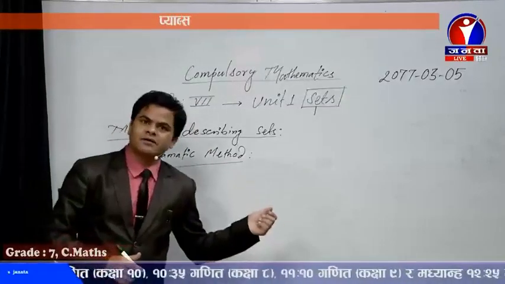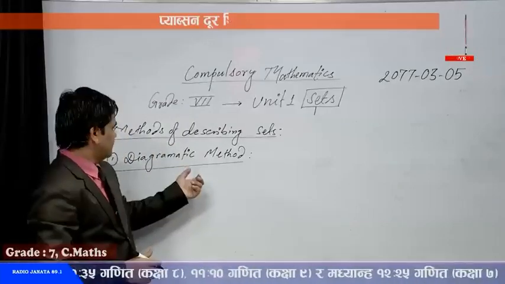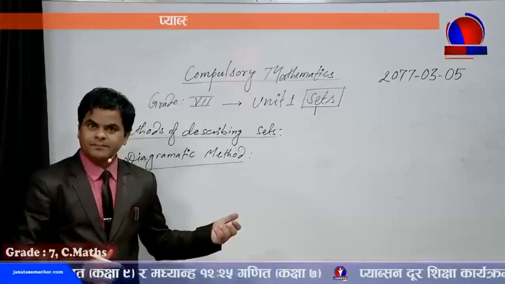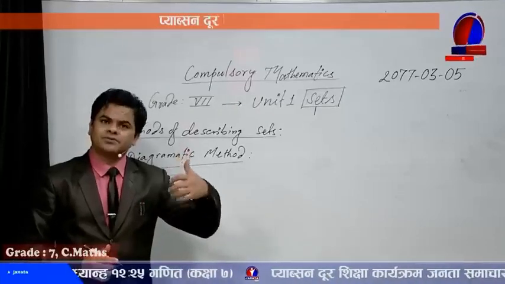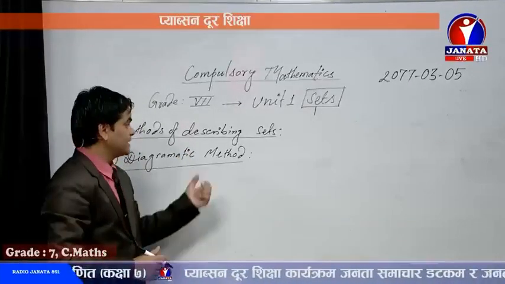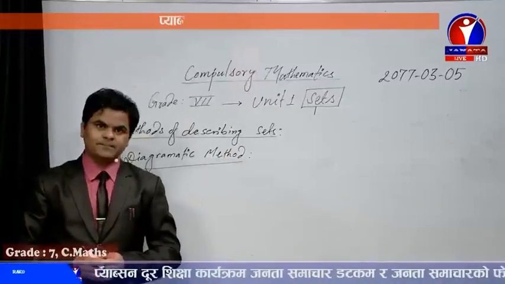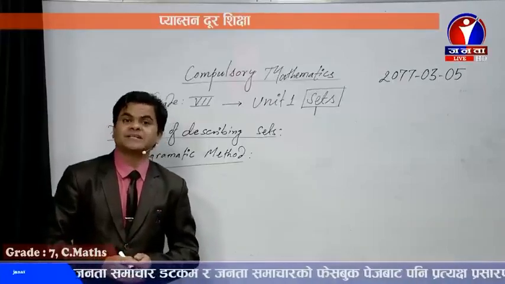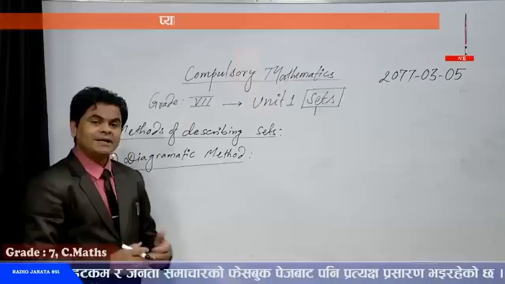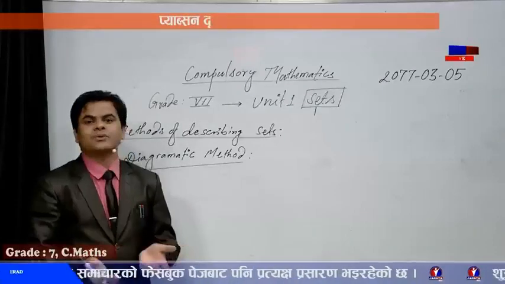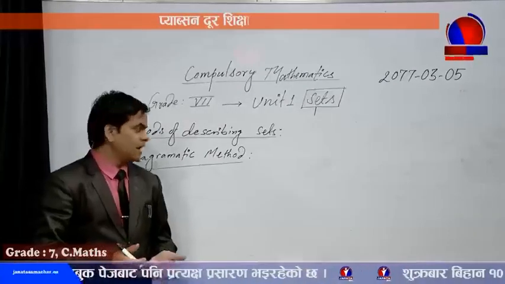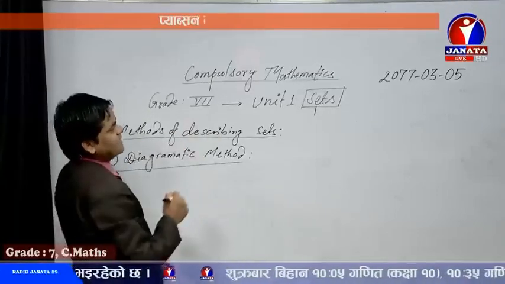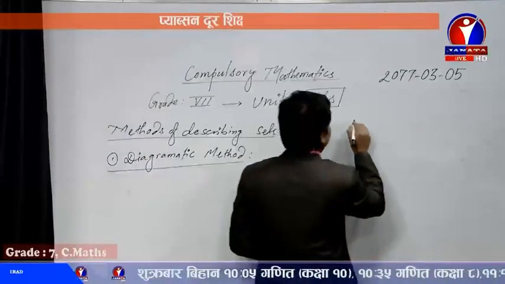Diagrammatic method refers to the systematic representation of set information with the help of diagrams. Especially in case of set, we use the Venn diagram. But it doesn't mean that the set information can be represented only in a Venn diagram, maybe in a pie chart as well, maybe in a histogram, maybe in a bar diagram, and so on. Let's take one example, dear students.